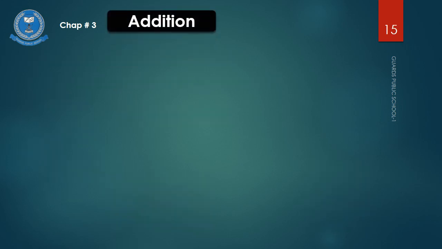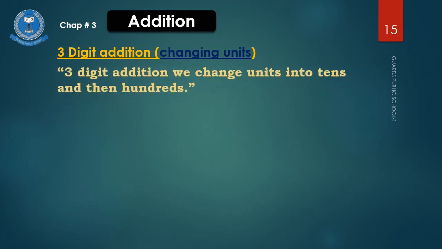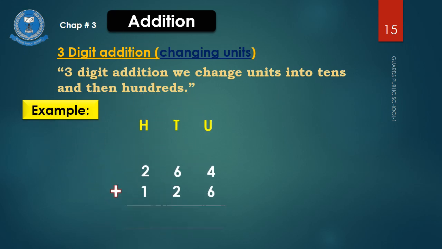Now, in 3-digit addition, we change units into tens and then hundreds. Let's see an example of 3-digit addition. If we have the numbers 264 and 126, how do we add these? Let's recall all the steps, students. First, we write numbers according to their place value. Then, we start adding numbers from the unit column.